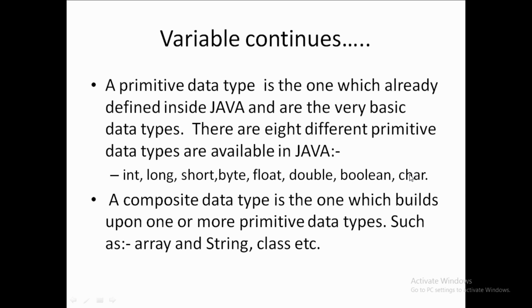Now, a composite data type is one which builds upon primitive data types. There are mainly three composite data types available in Java: array, string, and classes. I have discussed in my courses how an array can be created and how a string is used in Java programming, but for the time being I am discussing only the theory in this slide.